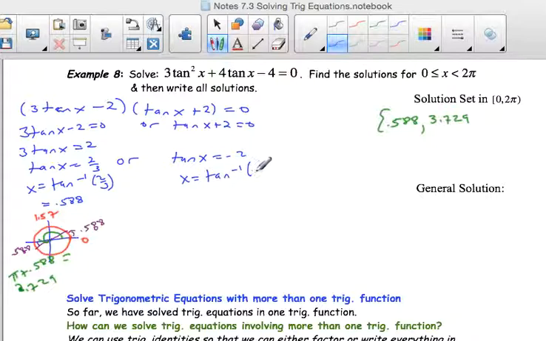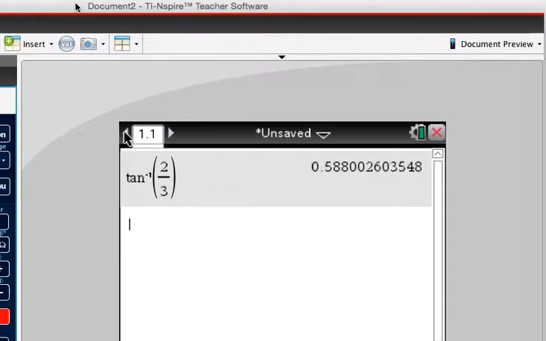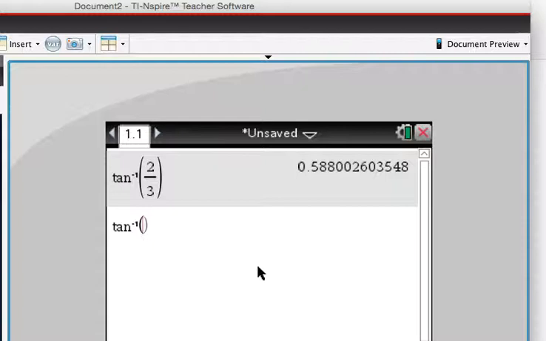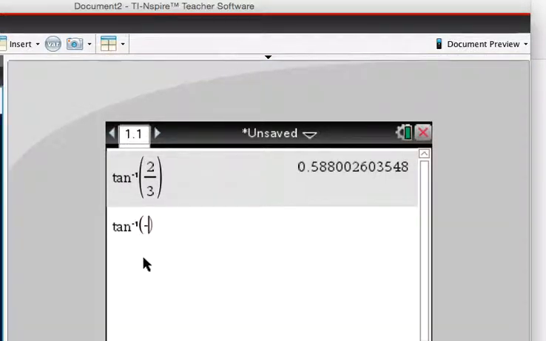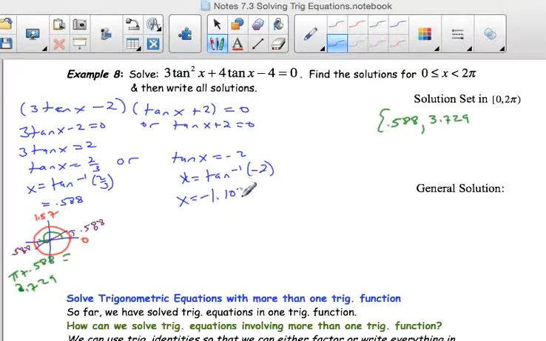That means x equals tangent inverse of negative 2. Let's bring our calculator back onto the screen, and we're going to find out what tangent inverse of negative 2 is. So that gives me negative 1.107. So here I get x equals negative 1.107 radians. So I'm going to sketch that on the unit circle.